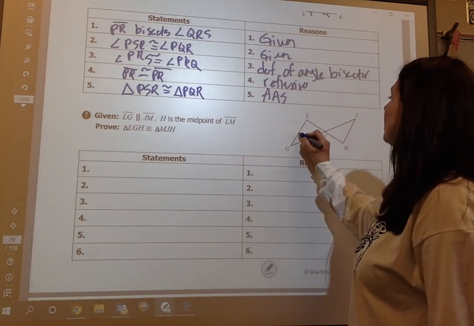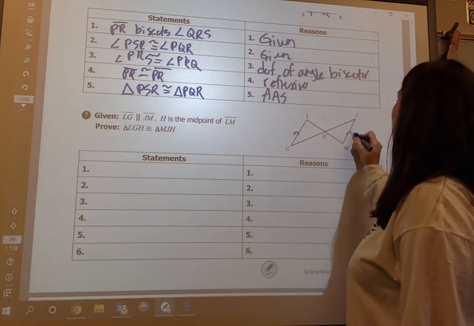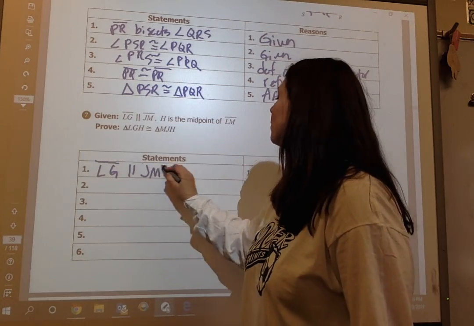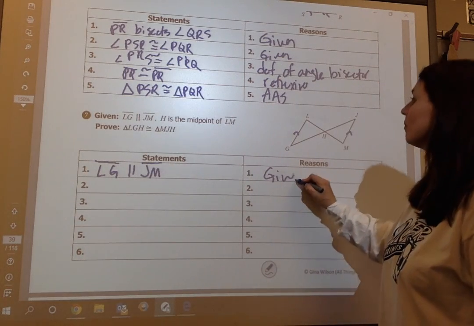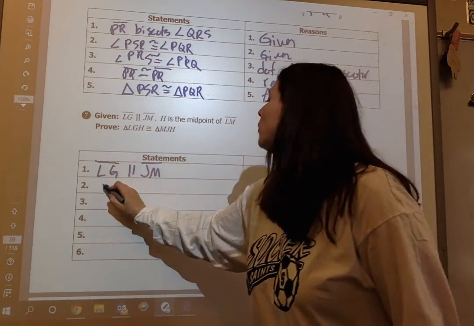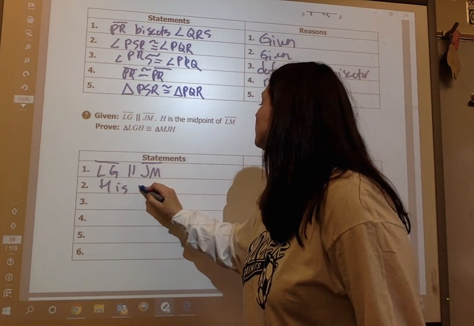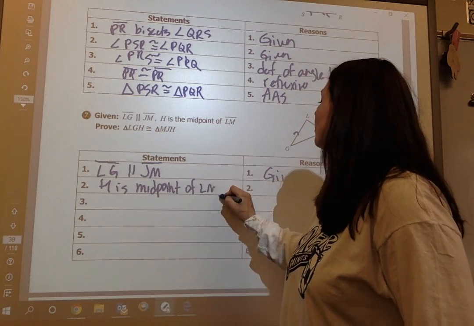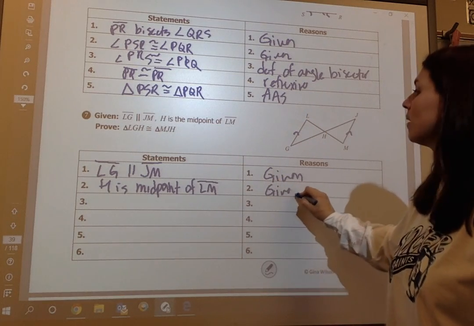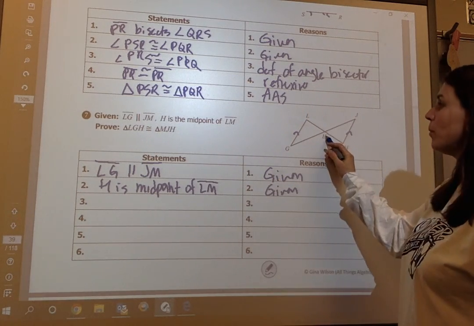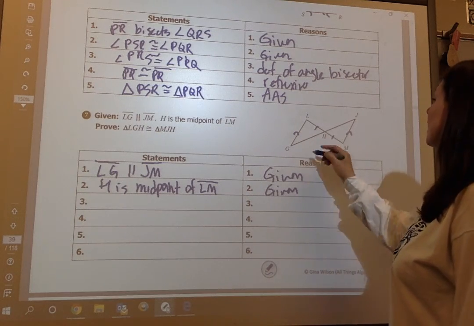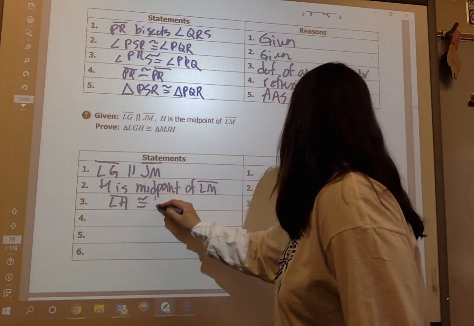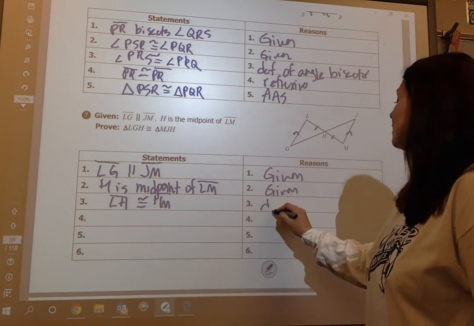So LG is parallel to JM. LG parallel to JM, given. H is the midpoint of LM. That's given to me. Okay, well, if H is the midpoint of LM, then I can say that LH is congruent to HM, and that's definition of midpoint.